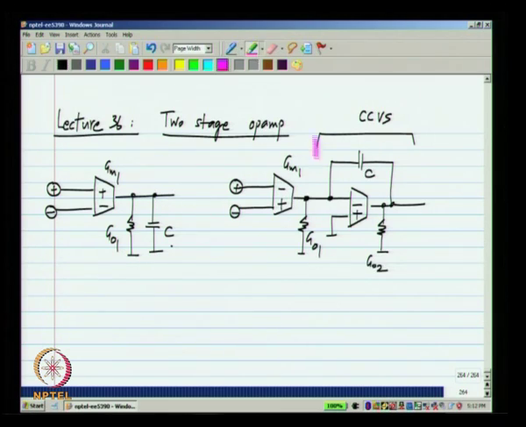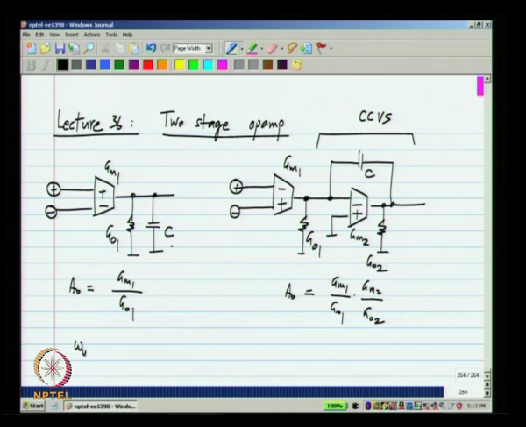So, this topology we saw that has a higher DC gain. The circuit on the left side has a DC gain of GM1 by G01, and the circuit on the right side has a DC gain of GM1 by G01 times GM2 by GO2. And both of these integrators have the same unity gain frequency GM1 by C.